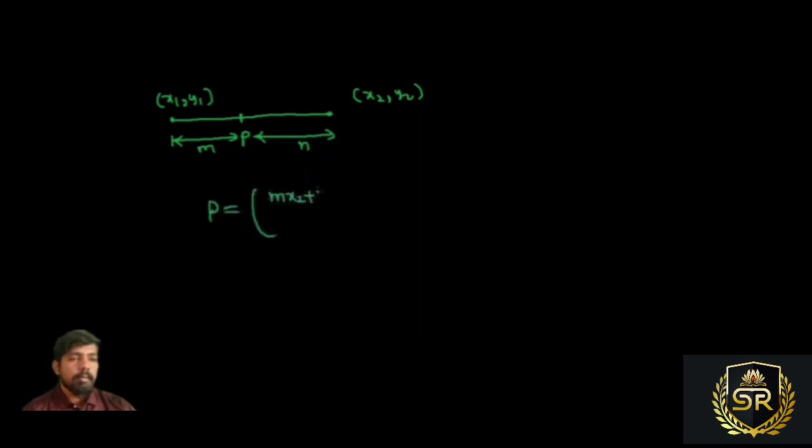Let us consider one point (x1, y1) and another point (x2, y2), and the line joining the two points. One point P will divide the line in the ratio m:n. This is m and this is n. Then we have the formula to find this point P: (mx2 plus nx1) by (m plus n), (my2 plus ny1) by (m plus n). So this is the section formula.